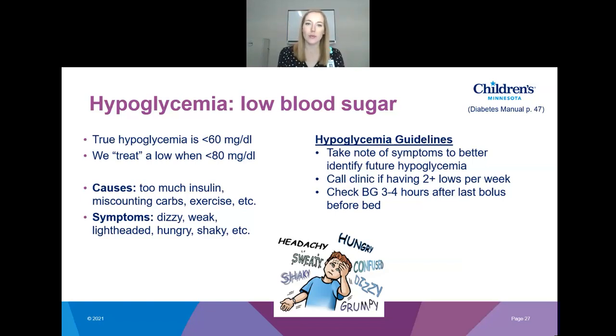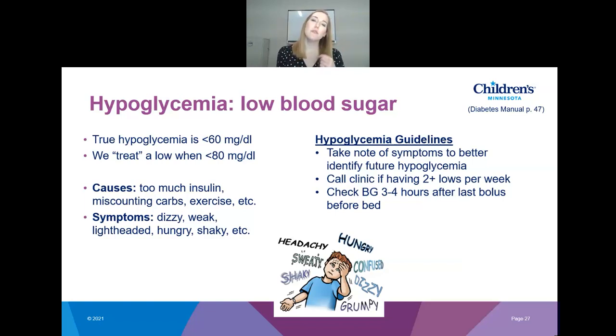Now, with hypoglycemia, we often have physical symptoms that accompany this low blood sugar. And the physical symptoms can vary quite a bit, but really common ones are being shaky, you might be dizzy, feeling weak, blurry vision, trouble finding your words or coordination issues, a lot of different symptoms.